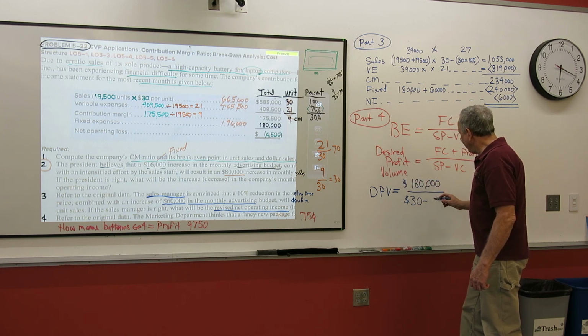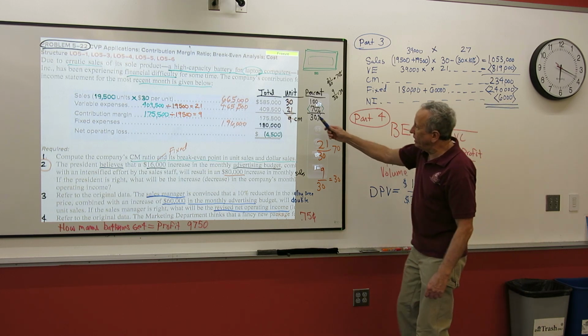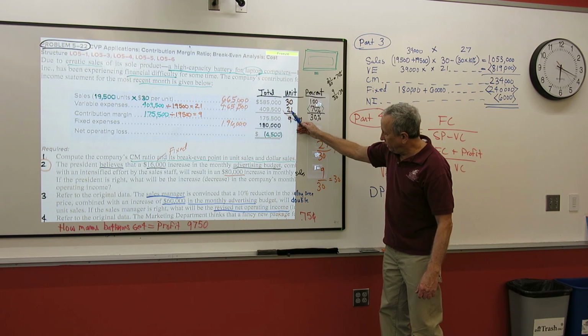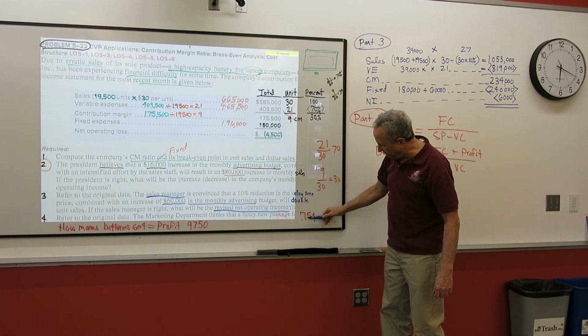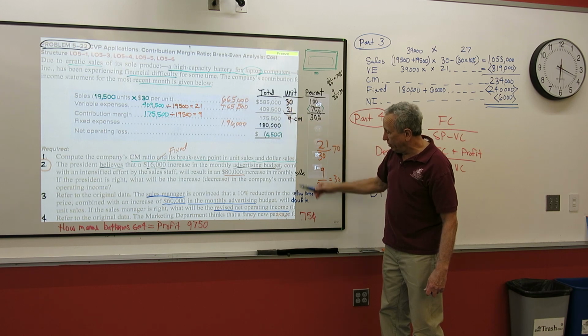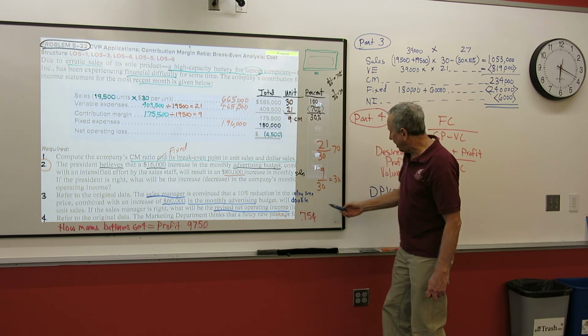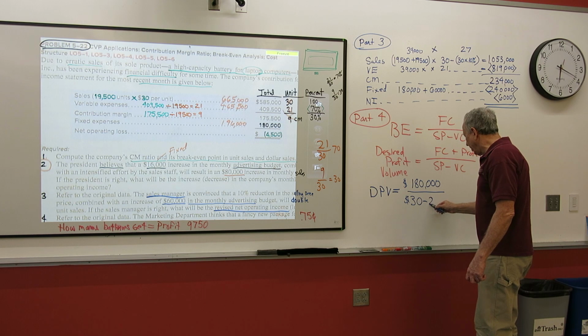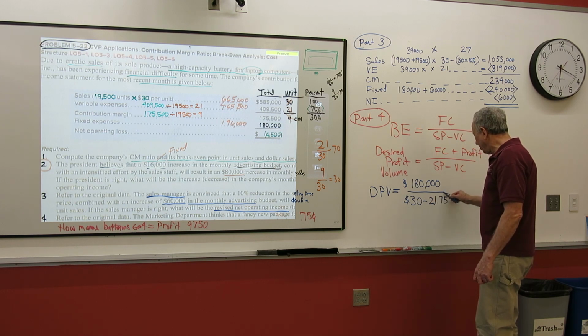But now, here's one little trick. It's not going to be $21 to make these. It's going to be $21 plus 75 cents. It costs $21 in materials and labor, but the new package is going to cost 75 cents, so this is going to be $21.75. That is your variable cost.